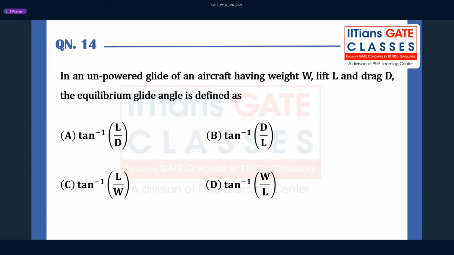Take this question. In an unpowered glide of an aircraft having weight W, lift L, and drag D, the equilibrium glide angle is defined as, four options: tan inverse of L by D, tan inverse of D by L, tan inverse of L by W, tan inverse of W by L. This is a 1 mark question. So let's try to do this.